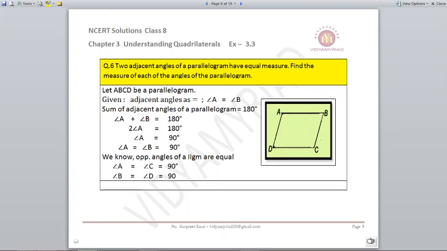Question number 6. Two adjacent angles of a parallelogram have equal measures. Find the measure of each of the angles of the parallelogram. Now here let us again take A and B as the adjacent angles whose sum will be equal to 180 degrees. The angles are the same, so we have taken twice angle A is equal to 180 degrees. So angle A comes out to be 90 degrees. Because A is equal to B, B will also be equal to 90 degrees. We know that opposite angles are equal, so A will be equal to C, that will also be 90 degrees, and B will be equal to D, that will also be 90 degrees.